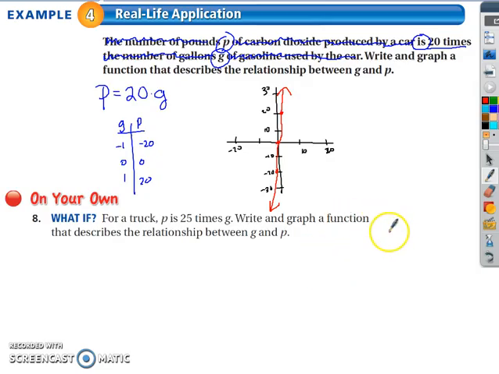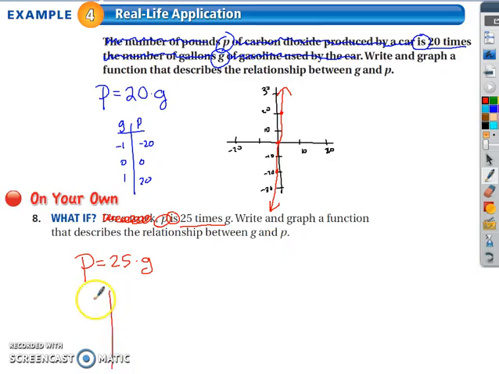On your own, go ahead and take a moment to pause the video and try this last one on your own. For a truck, we can cross this information out. We're relating this back to example 4. P is 25 times G. So they give us our necessary information right away here. We really don't have much that we need to ignore. So we can go ahead and write our function. P is 25 times G.